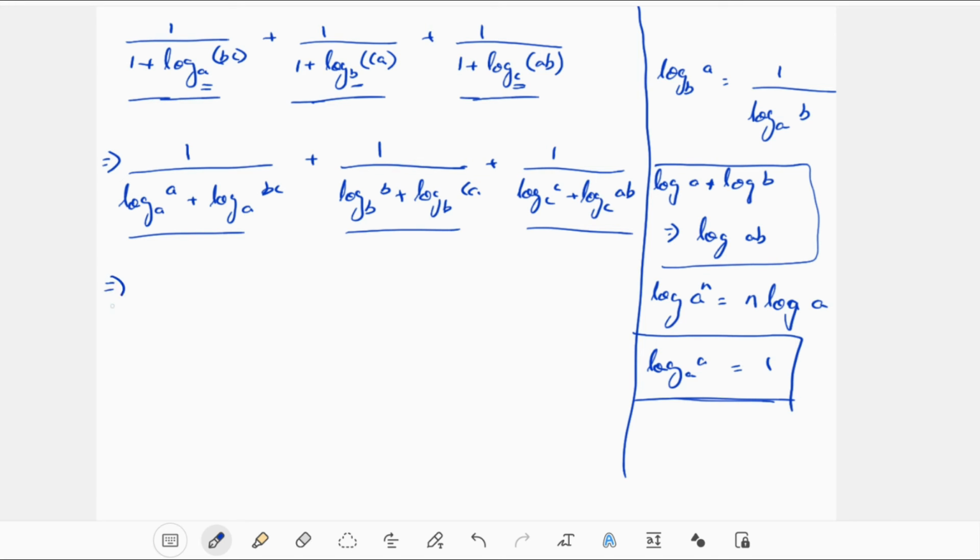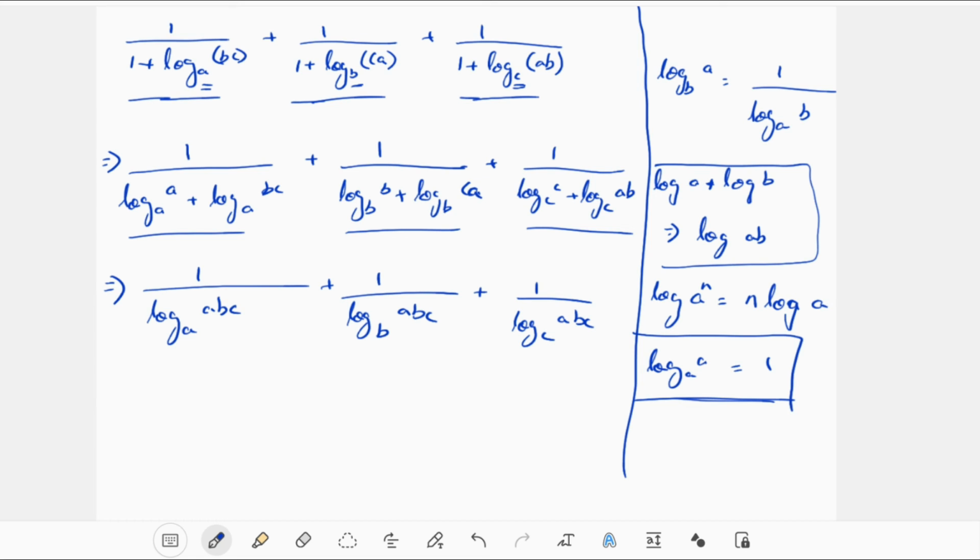So applying this logic, we see 1 upon log of A into BC, which gives me ABC to base A. Same way, plus 1 divided by log of B into CA, which again is ABC to base B. And the same, 1 divided by log of C into AB, which is nothing but ABC again, to the base C. Now we have pretty much ended up in the sum that we saw previously. More or less it is the same problem now.